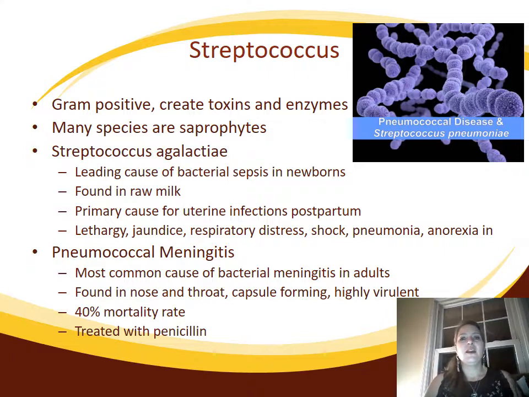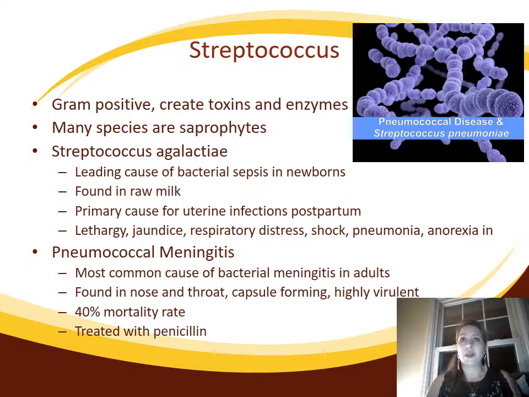So the infection of sepsis in newborn can cause lethargy, jaundice, respiratory distress, shock, pneumonia, and anorexia in newborns. Okay. Pneumococcal meningitis is also a Streptococcus infection. It's the most common cause.